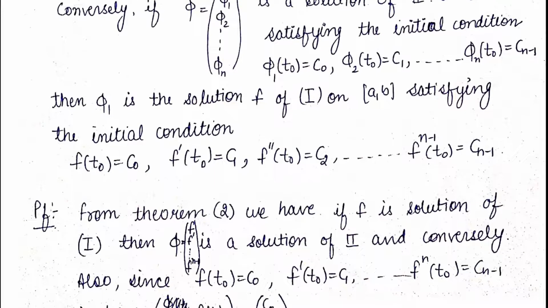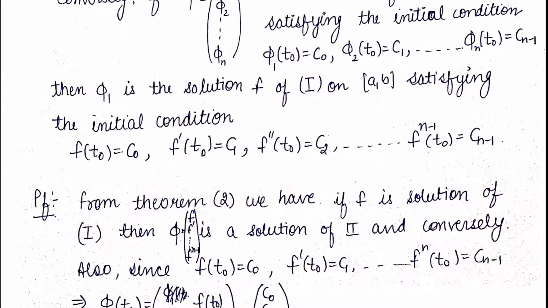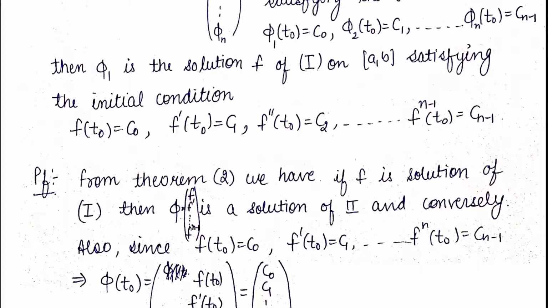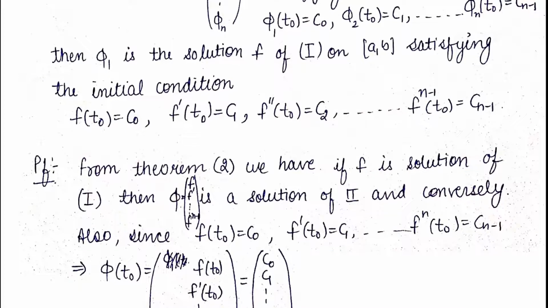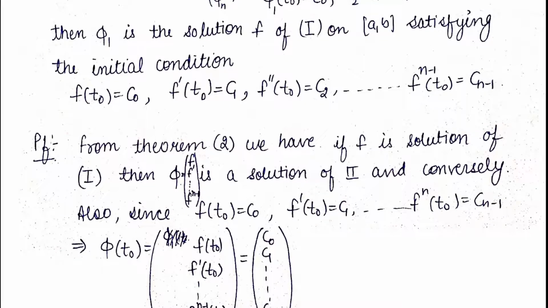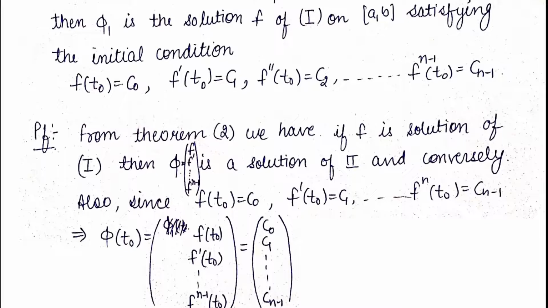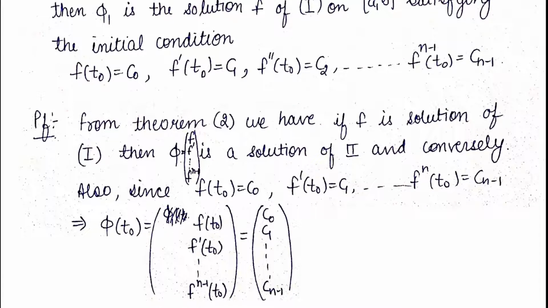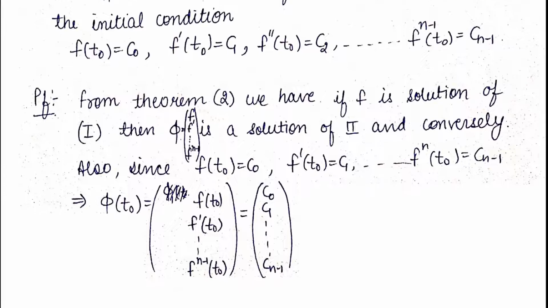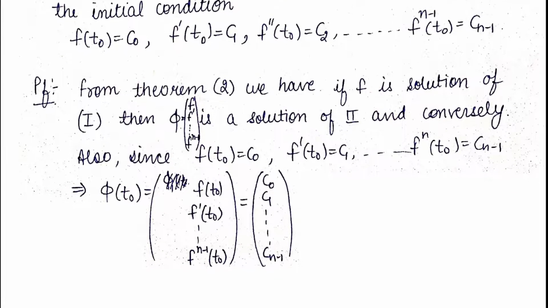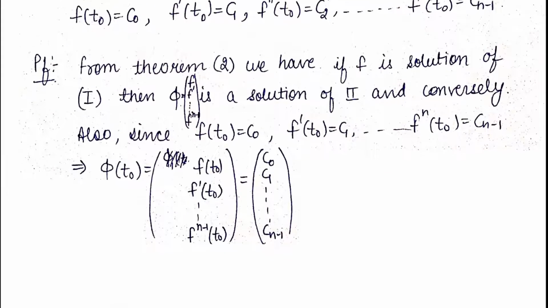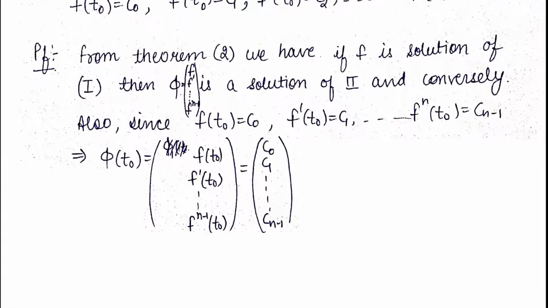And conversely, also, since this f satisfies the initial conditions that f at t naught is equal to c0, f dash at t naught is equal to c1, and so on up to the (n-1)th derivative of f at t naught equal to c(n-1). So substituting all these in the solution phi at t naught, we get phi at t naught is equal to (c0, c1, c2, ..., c(n-1)). That is, phi 1 at t naught is equal to c0, phi 2 at t naught is equal to c1, and phi n at t naught is equal to c(n-1).